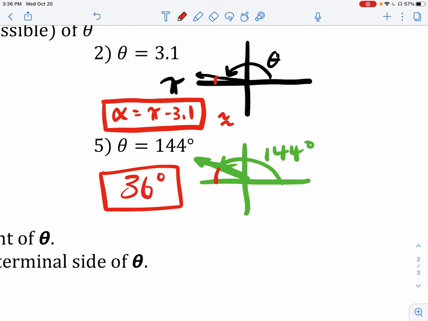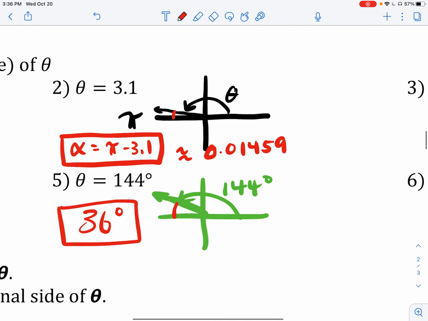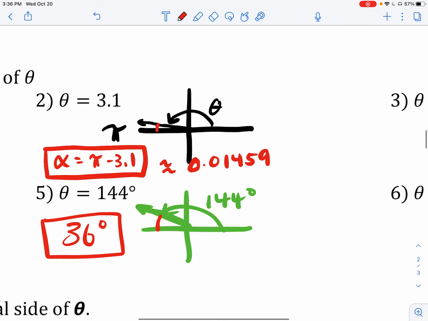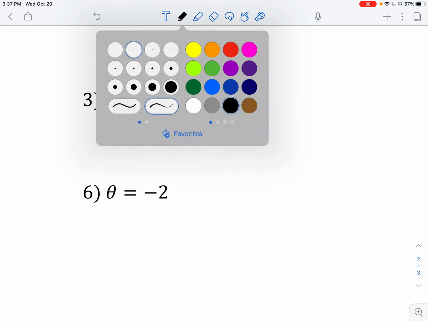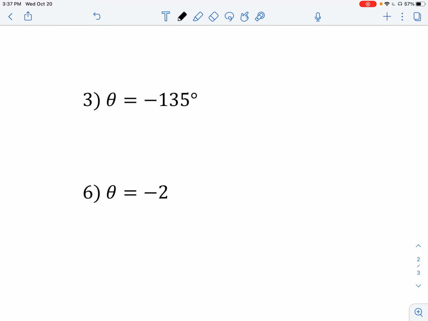Its approximate value is 0.014159, and there are some more decimals after that. There's an infinite number of places after that, but we'd say that it's pi minus 3.1 radians. Okay, go ahead and pause the video and try these two problems here.